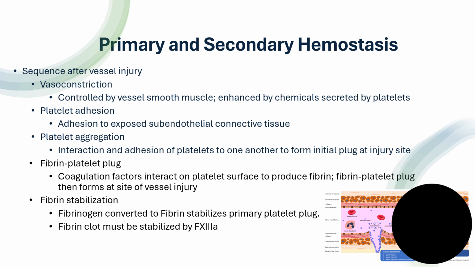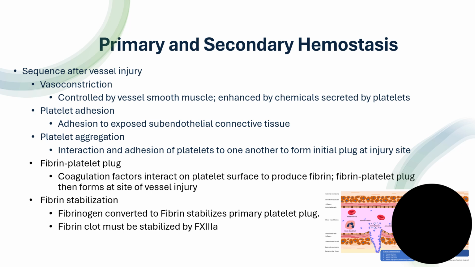As a review of primary and secondary hemostasis after vessel injury, primary hemostasis occurs rapidly to form a temporary platelet plug at the injury site, starting with vasoconstriction. There's injury to the blood vessel causing the release of endothelin from those cells, leading to vasoconstriction, which reduces blood flow and limits blood loss.